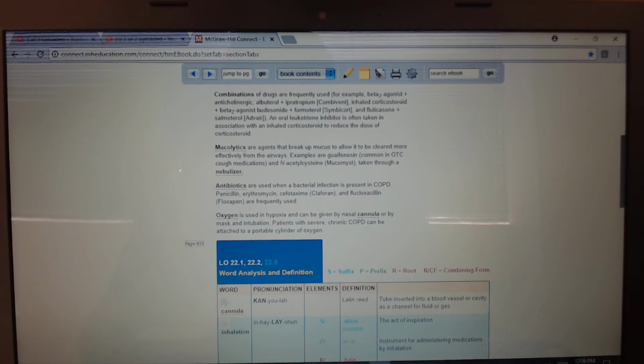Antibiotics are used when bacterial infection is present in COPD. Penicillin, erythromycin, cefotaxime, clavulanate, and flucloxacillin are frequently used. Oxygen is used in hypoxia and can be given by nasal cannula or by mask and intubation. Patients with severe chronic COPD can be attached to a portable oxygen cylinder.